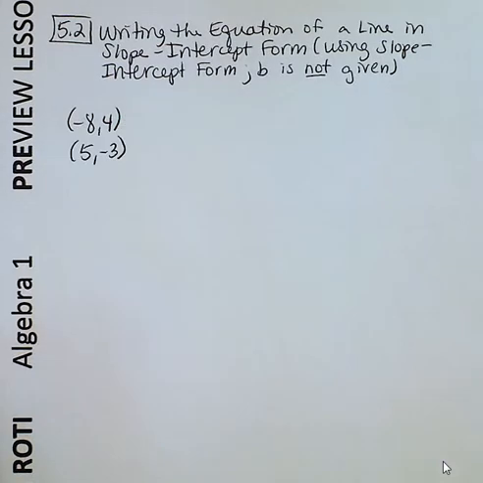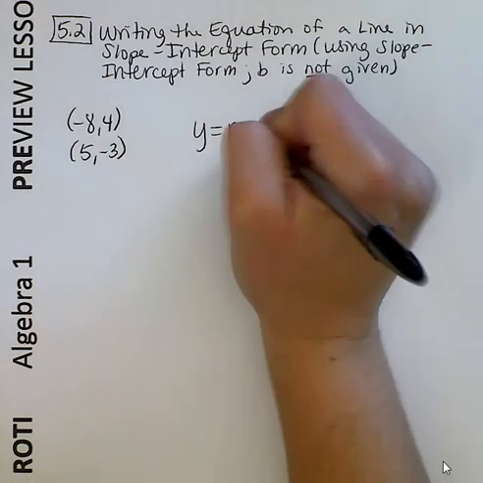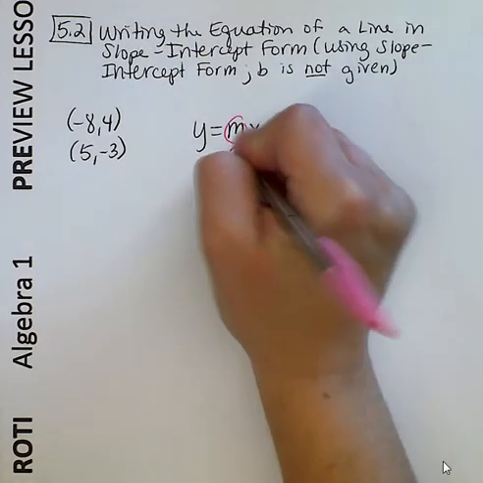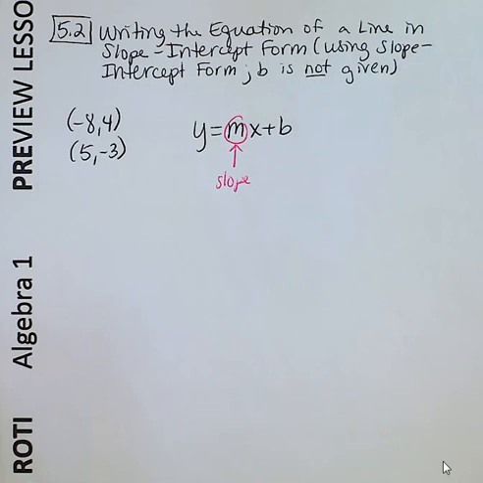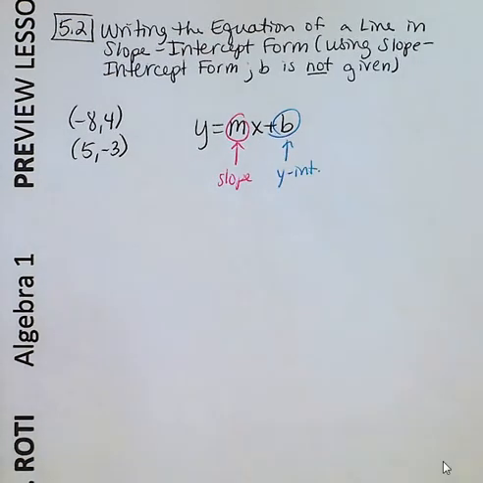Have some fun. So I think the most important thing to know before you start this section is that when you have slope-intercept form of a line, the m is your slope and the b is your y-intercept. It's the point on the y-axis where the line crosses the y-axis.